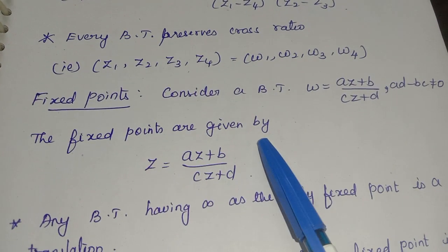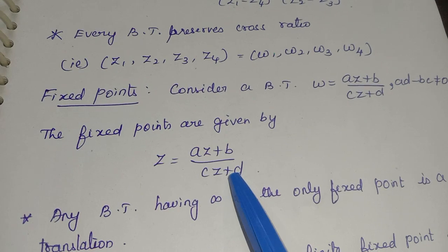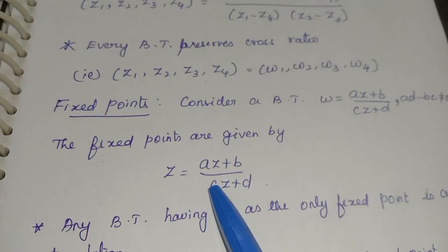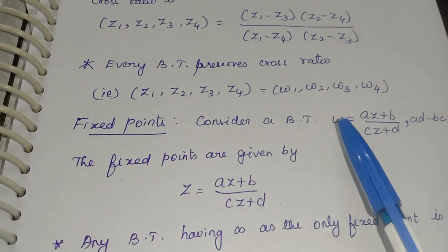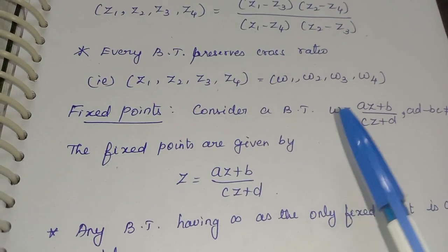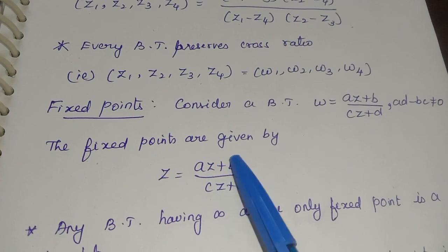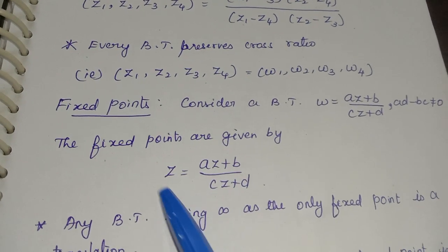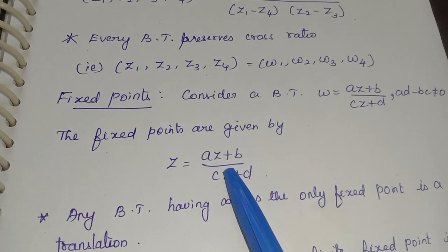Okay, so for a given bilinear transformation, W equal to (AZ plus B) by (CZ plus D), the fixed points are obtained by solving this equation, that is Z equal to (AZ plus B) by (CZ plus D). Why do we write like this? Because what is Z? T of Z, no? What we say, T of Z equal to Z, that is the point is same as its image. So we put Z equal to (AZ plus B) by (CZ plus D). So by solving this equation, we will get the fixed points of the given bilinear transformation.